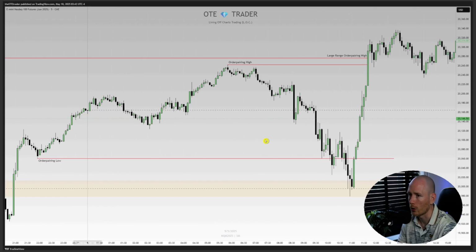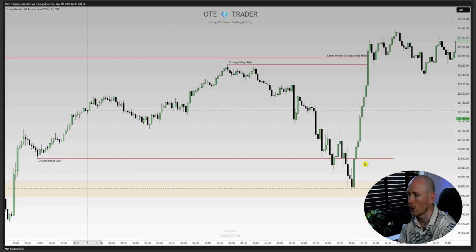And now we're going to go into the lower time frame. This is a 5-minute time frame. We got that order pairing high and order pairing low I marked out earlier, right, on the 15-minute time frame. And we have the larger range order pairing high. So this is the terminus. This is the target that you want to aim for.